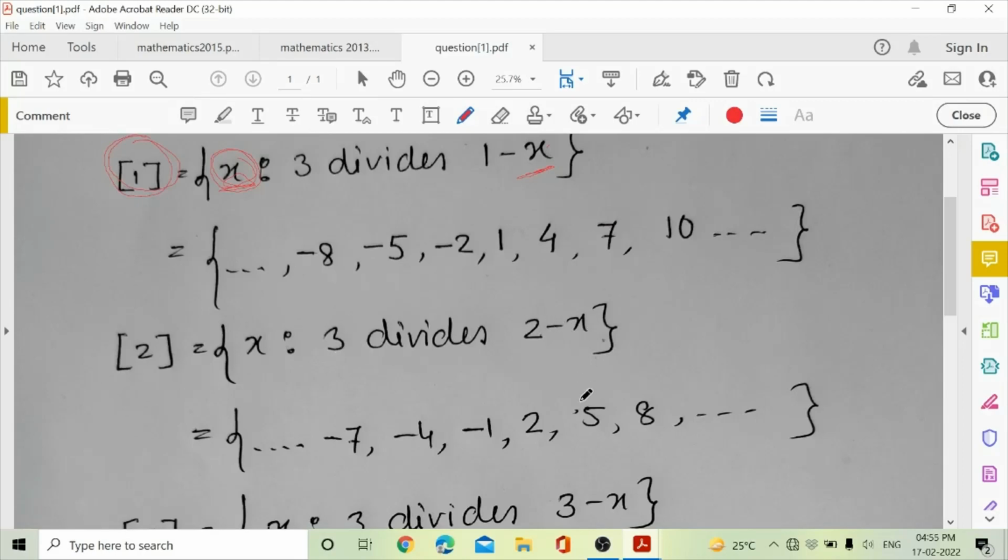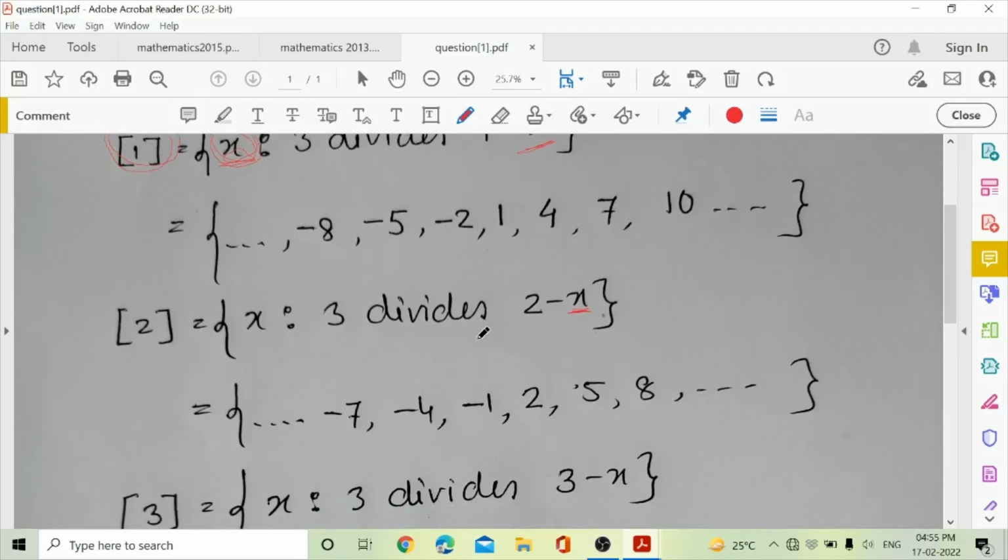Similarly, in place of x, you can consider 5, because 2 minus 5 will be minus 3, and minus 3 will be divisible by 3. In this way, I have considered all the possible integers which can be put in place of x, and all the elements are related to 2. Do you know why? Because the difference of all those integers from 2 will be divisible by 3. In this way, you can easily find out the equivalence class of 3.